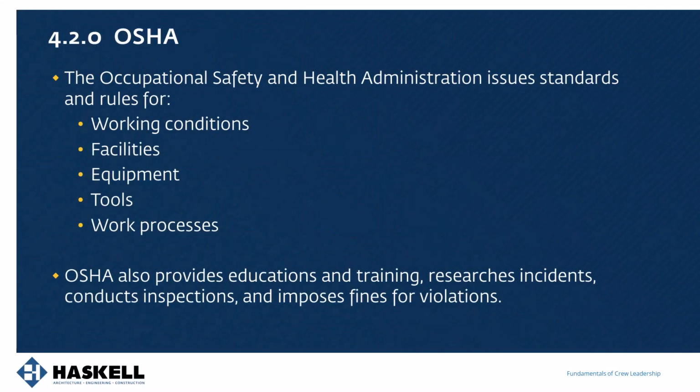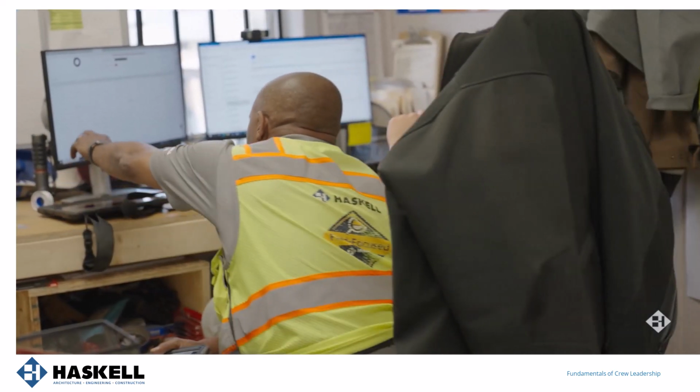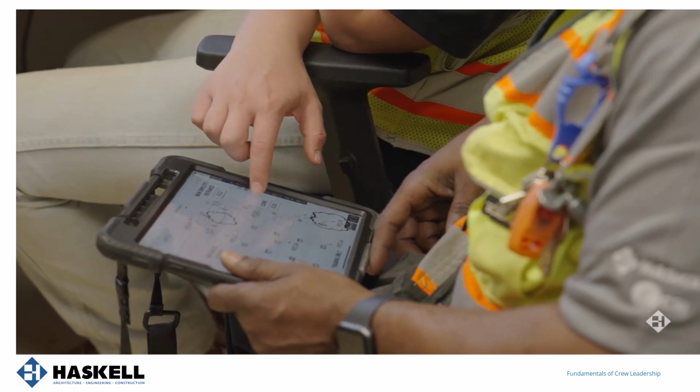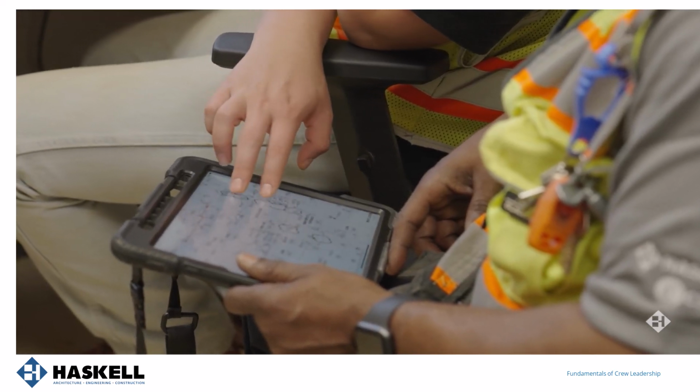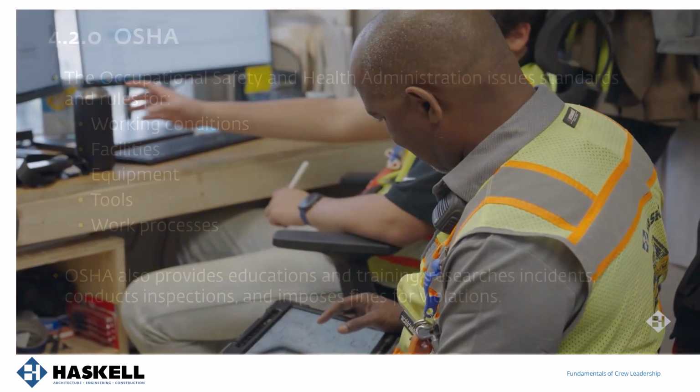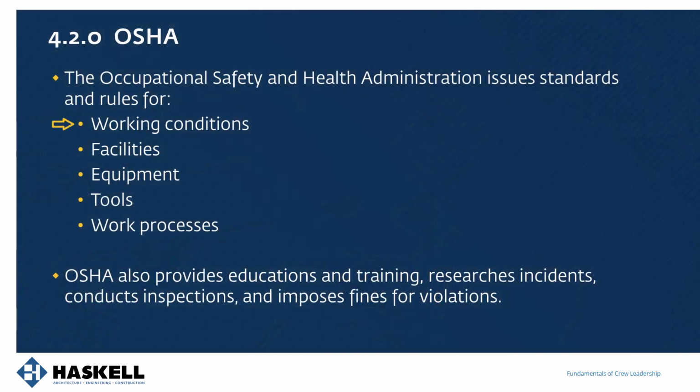On this slide, we'll discuss the Occupational Safety and Health Administration standards and their relevance to the fundamentals of crew leadership. As crew leaders, it's our responsibility to understand and comply with these standards to safeguard our team members. The standards mandate that working conditions must be free from recognized hazards. This includes maintaining a clean and orderly worksite, providing adequate lighting in all work areas, and ensuring proper ventilation to prevent exposure to harmful substances.